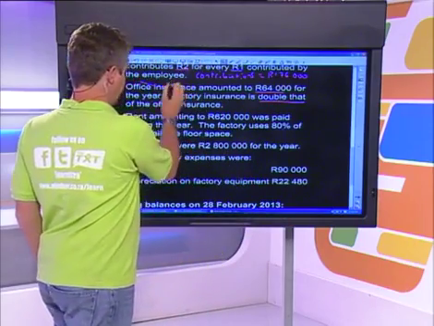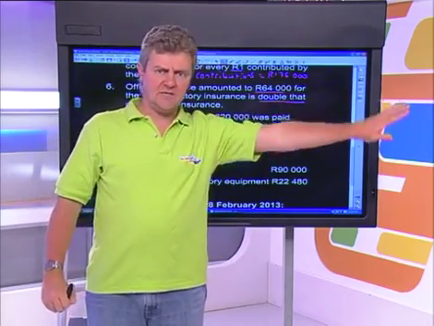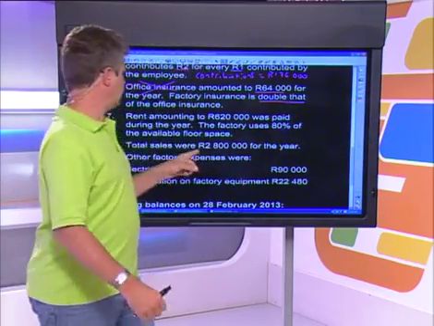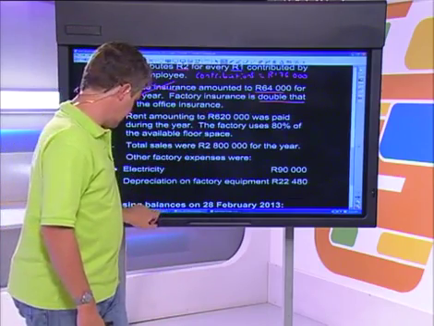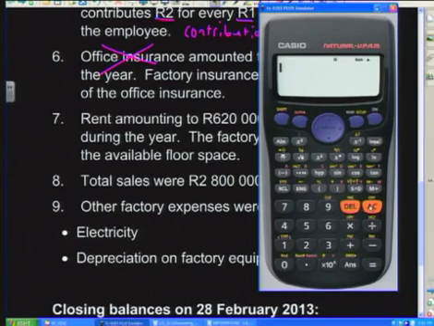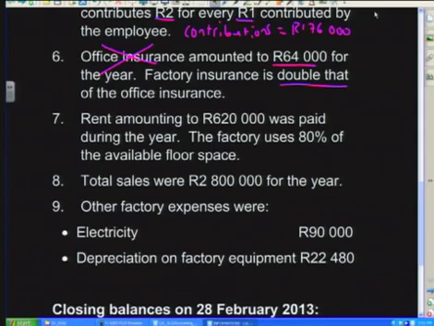Remember we said earlier that we do not include any office expenses when we are calculating our costs of production. They are a separate section of the business. The office is separate to the factory. In our ledger accounts, we're only interested in the factory insurance, so what we should do is double the amount. That's quite easy, just multiply it by 2. So it's 64,000 times 2. So we know that our office insurance is 128,000. Sorry, our factory insurance is 128,000 because it is double that of our office insurance.